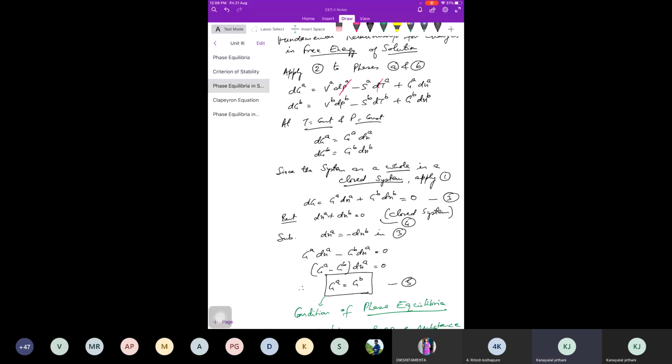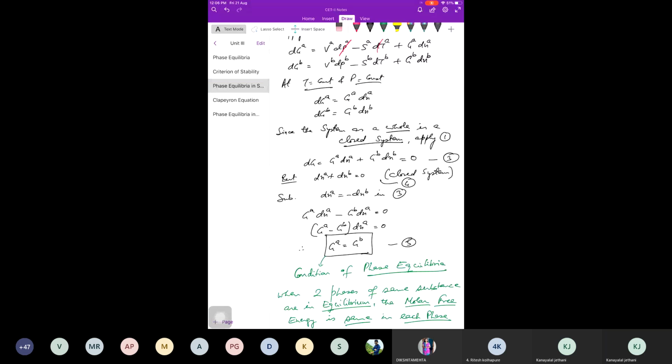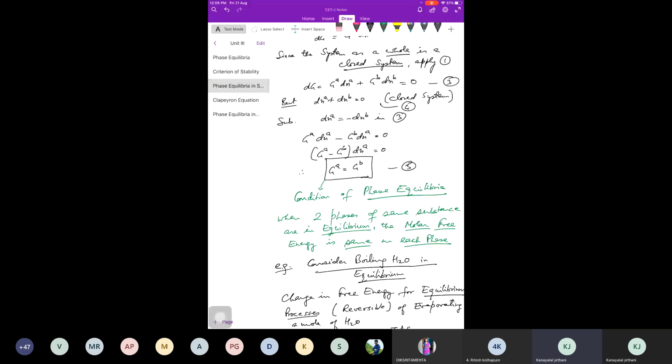No questions? So this is the condition for phase equilibrium: GA equal to GB. So free energy of phase A is equal to free energy of phase B. Then there is equilibrium. That means when two phases of the same substance are in equilibrium, the molar free energy is the same in each phase.